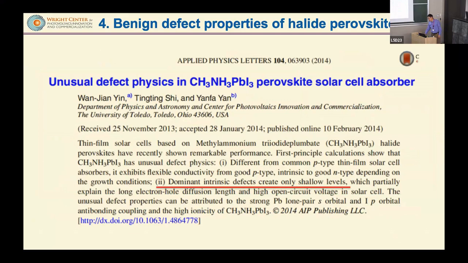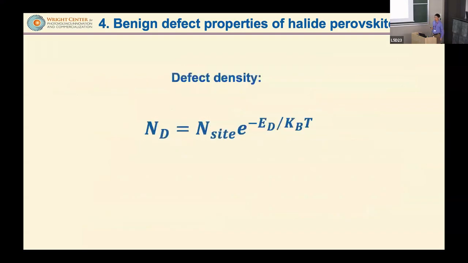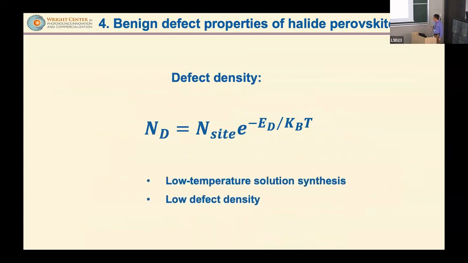And additionally, the density of defects depends on the synthesis temperature. The higher the temperature, the more defects will form. The lower temperature will form fewer. So we know for perovskite, we can synthesize them at a relatively low temperature by solution process. That's the reason why the defect densities are relatively low. Because of all this, the defect properties are excellent.